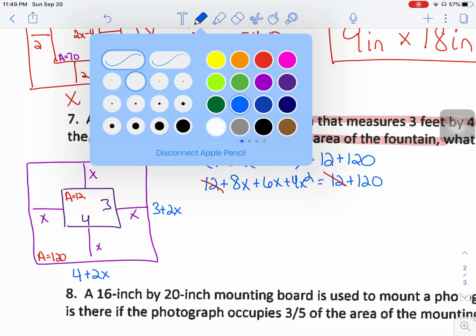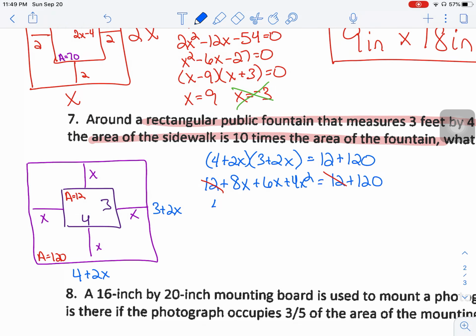Kind of nice. All right, a little rearranging here. 4x squared plus, let's see, what would that be? 14x. And then minus 120 equals 0. Unfortunately, you can't divide everything by 4. 14 divided by 4 is not going to work out so well for us. However, we can divide by 2 to at least make the numbers a little bit smaller.